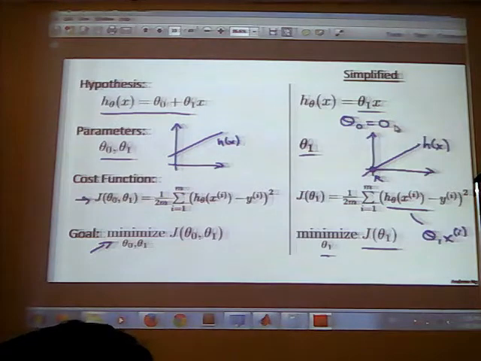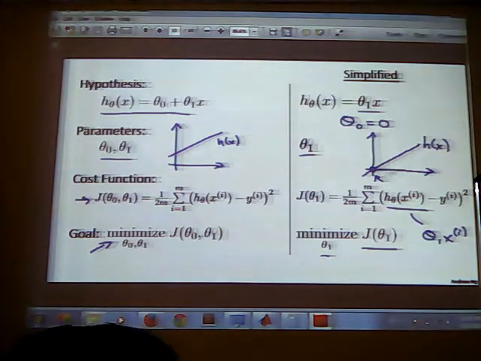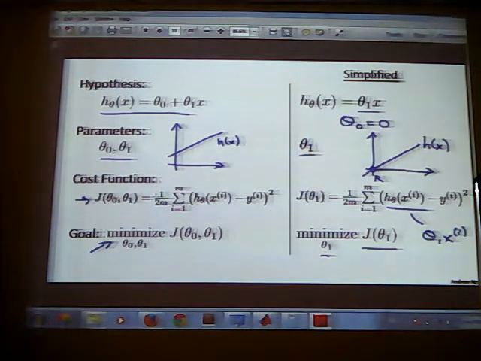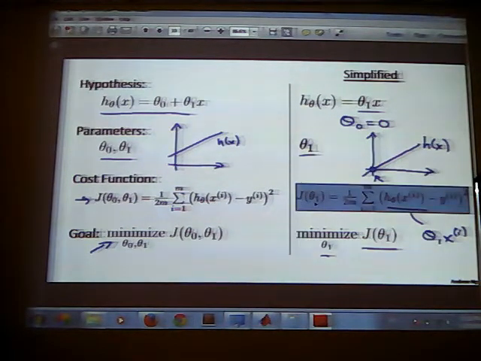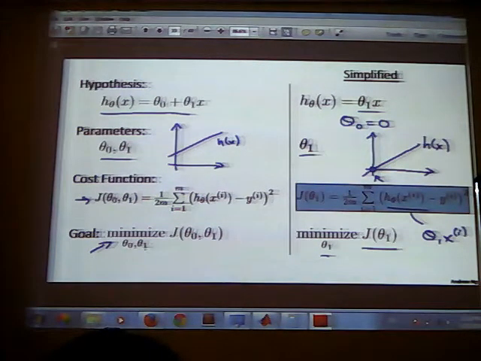Here our cost function was on the basis of the parameters theta 0 and theta 1. So this was our cost function, and here we have considered only one parameter. So what will be the cost function? It will be based simply on theta 1. And what was our goal in the earlier hypothesis? To minimize the cost function over the parameters theta 0 and theta 1. And here, our goal is to minimize the cost function on the basis of the parameter theta 1 only.